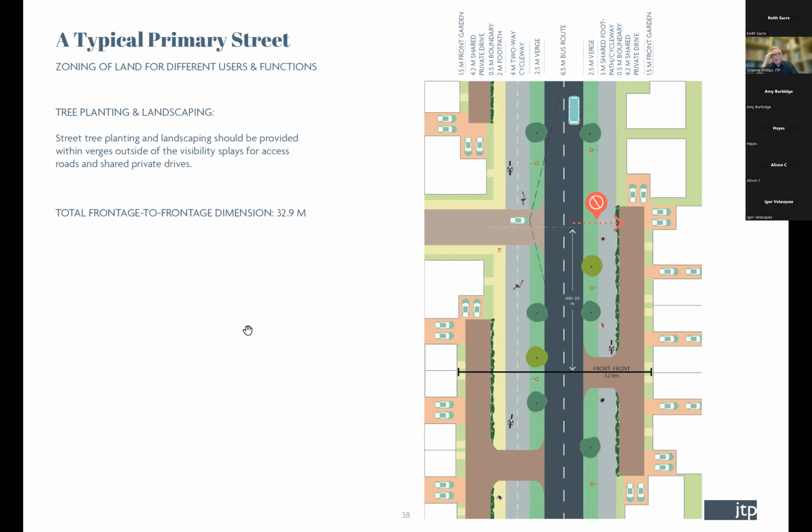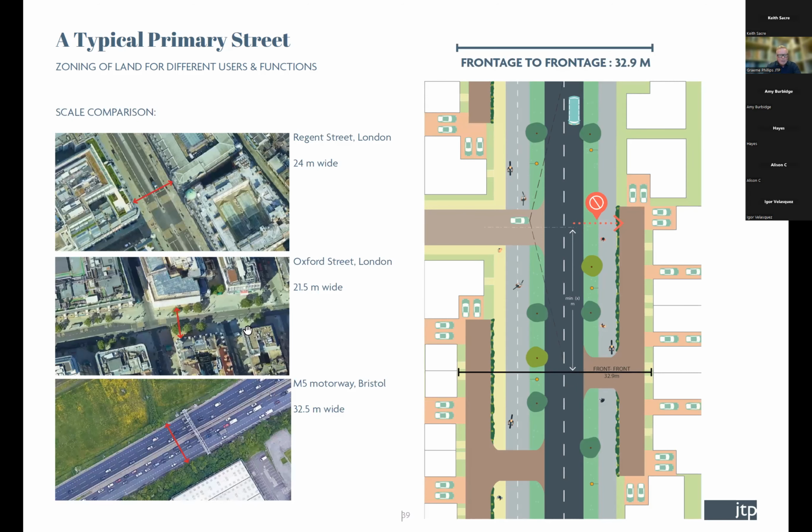And by the time you finally get to introducing some built form, some homes, it is not unusual for those to end up being in excess of 30 meters apart. We totted up this example, just under 33 meters front to front. And that is a significant dimension, as anyone would appreciate, but I do understand we're not trying to recreate Regent Street in that diagram on the right, but Regent Street is only 24 meters wide in London. Oxford Street in London is only 21.5 meters wide.